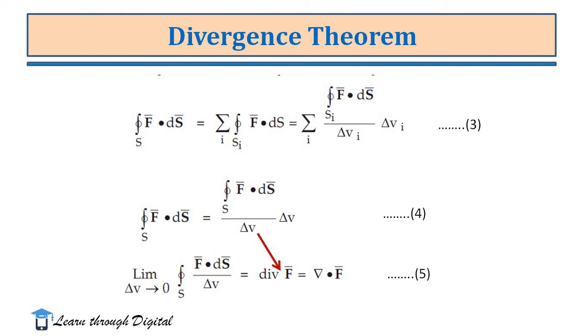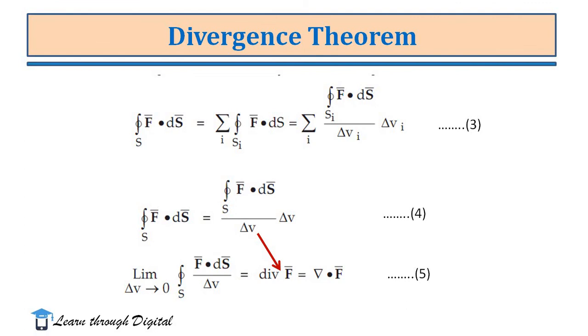written as the surface integral of F vector dot dS vector is equal to sigma over i of the closed surface integral over Si of F vector dot dS vector, which is equal to sigma over i of the surface integral over Si of F vector dot dS vector divided by delta Vi, into delta Vi. The surface integral of F vector dot dS vector over S, divided by delta V, into delta V. So here this is the definition for the divergence of F vector.